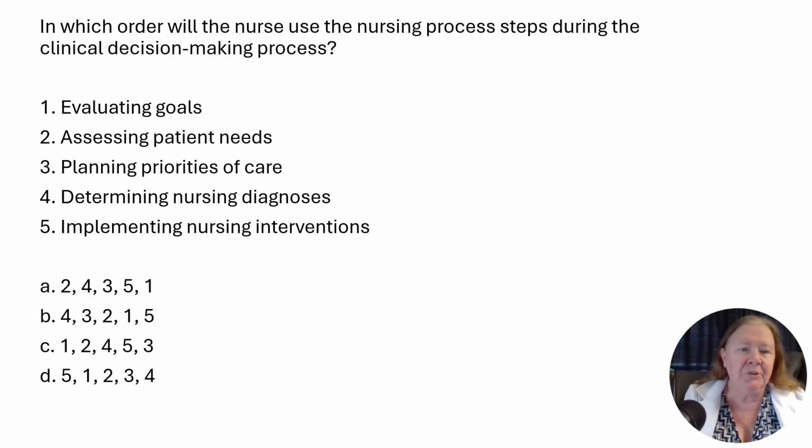Okay, we're back, and the correct answer on this one is letter A. 2, 4, 3, 5, 1 is the correct order of these answer choices according to the nursing process steps of assessment, diagnosis, planning, implementation, and evaluation. So letter A is 2, assessing, 4 is nursing diagnosis, 3 is planning, 5 is implementation, and 1 is evaluation. So you really have to take a close look at that one and determine.